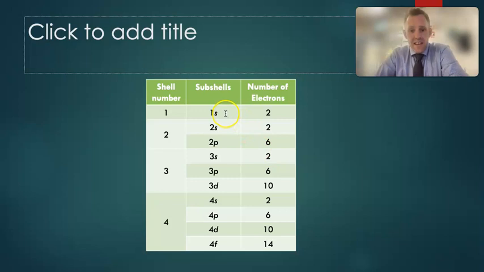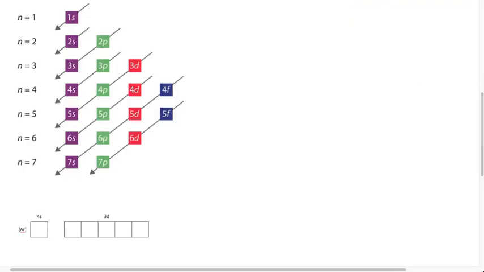So the idea is that an s orbital or subshell can hold 2 electrons, a p can hold 6, a d can hold 10, and an f can hold 14. And what they do is they fill in a specific order. So let's have a look at what order they fill. All right, so this diagram sort of gives you an idea of how they fill, but we'll write it out just so it makes a bit more sense. So this is the order.